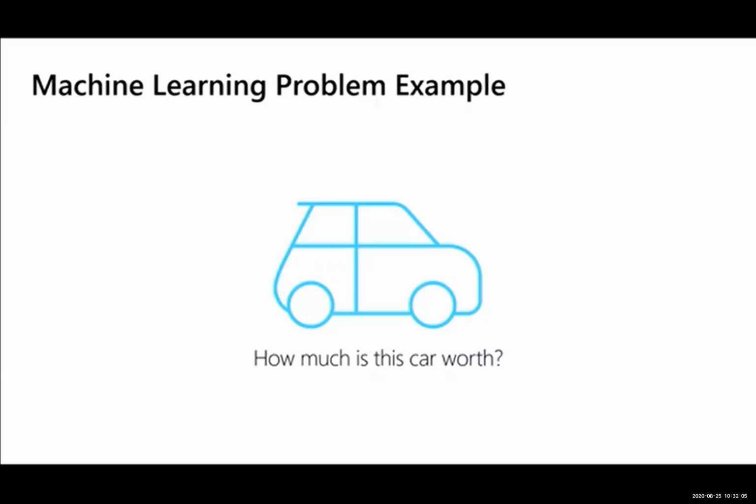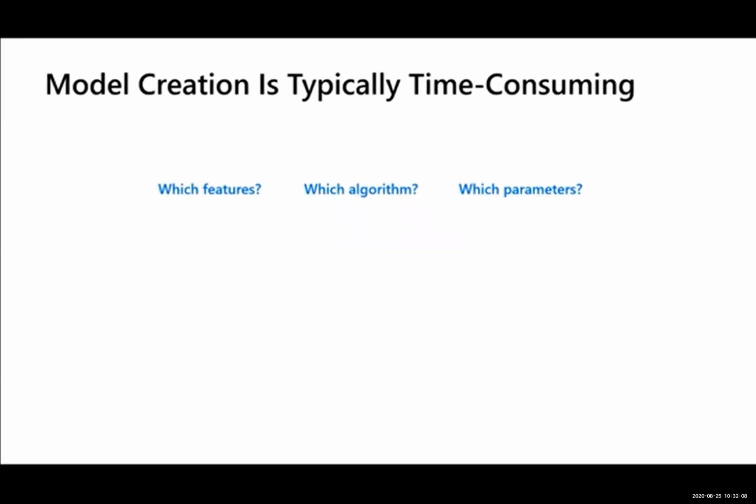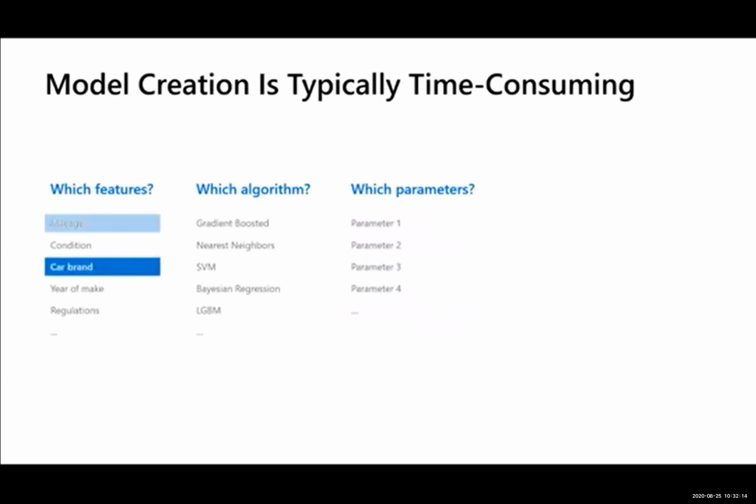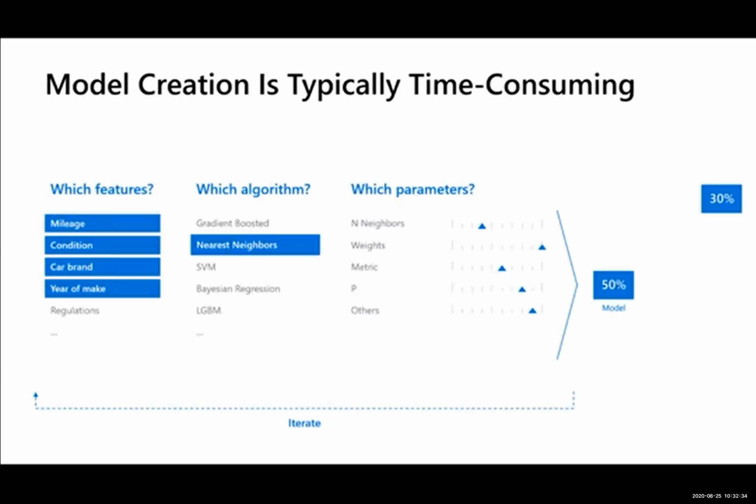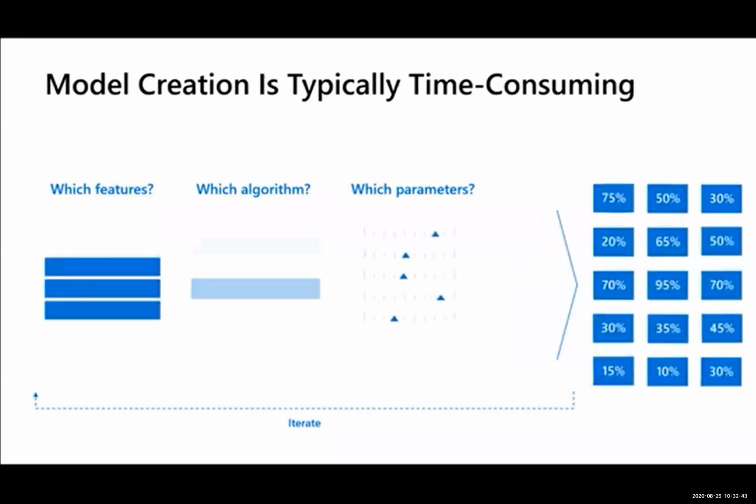So the first thing you'll need to do is choose your features, choose an algorithm, and tune your parameters a certain way. Since we're trying to figure out the price of a car, let's just say we go with car brand, mileage, and year of make as our features. Maybe choose gradient boosted as our algorithm and tune parameters like this. And this returns a model of 30% accuracy. As you can tell, that's definitely not good enough. So what we'll have to do is choose different features, choose a different algorithm, and tune our parameters differently, and this returns a model of 50%. Definitely better than before, but we know we can definitely do better. So we'll continue to iterate until we find that optimized model of 95%.